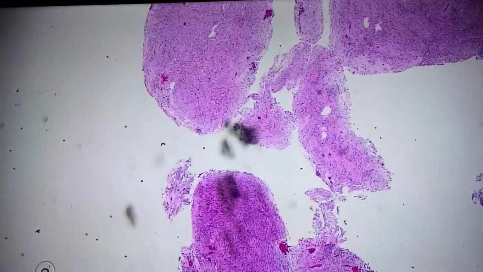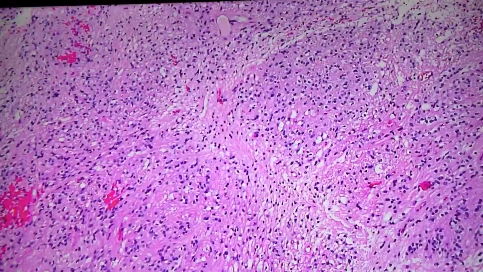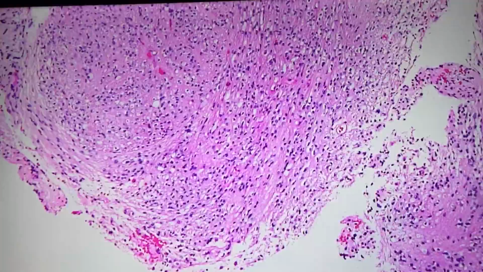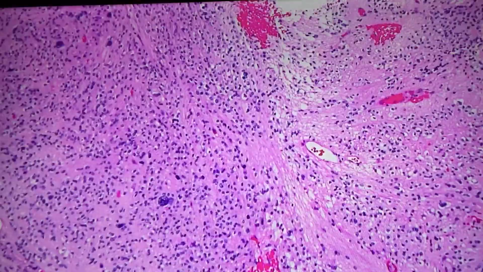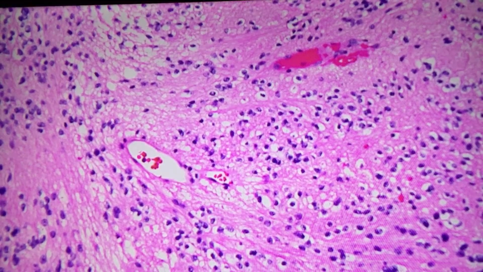Anybody can take a shot at it. I'm going to go to high mag. You guys are doing great. Show the pattern if I can. Is that a good area, Erica? Yeah, it's a good area. Again, glial or not glial?